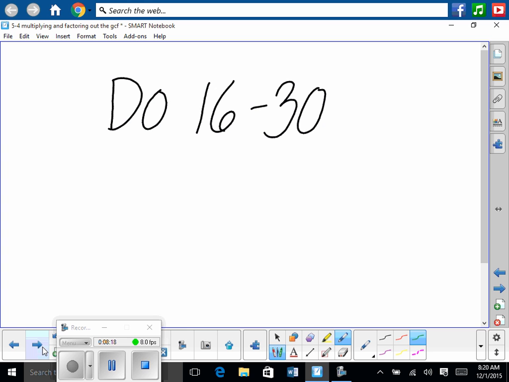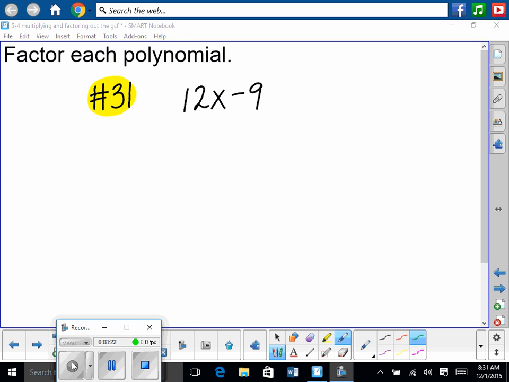All right, so do 16 through 30. So, okay, number 31. Starting out really basic here. 12x minus 9. We're factoring the polynomial. And what we do when factoring is we factor out the greatest common factor. What's in common here?